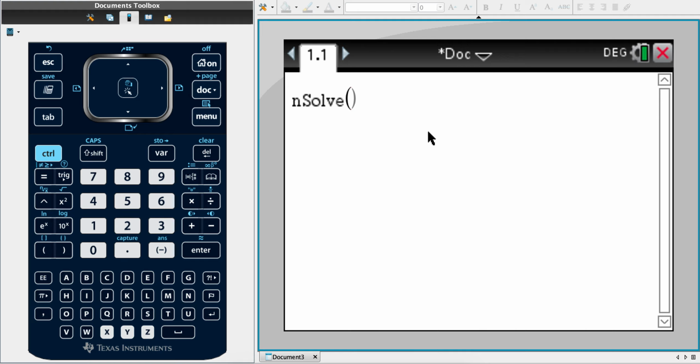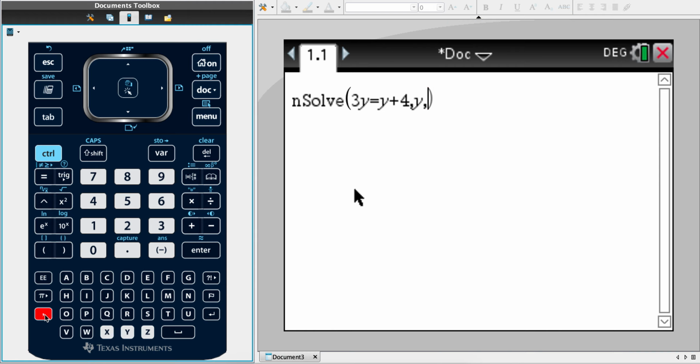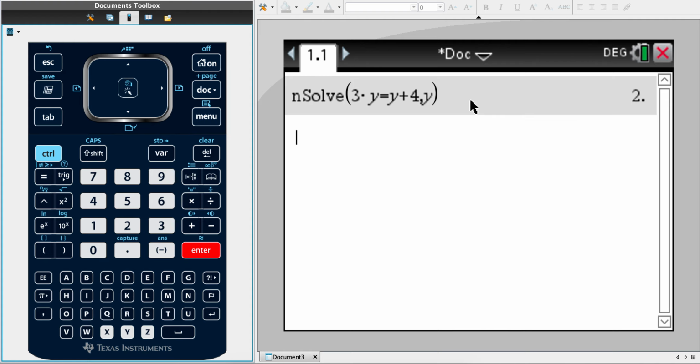So for example, if you had the question of 3y equals y plus 4, and you were trying to solve it, we can just type it into nsolve, and we put comma y. So if you have a look over here at what's lighting up to see what I'm pressing, the comma is just here. So comma y. The comma y goes inside the bracket. Then we press enter, and it helps us to find the final answer.